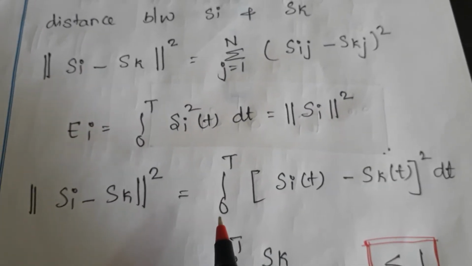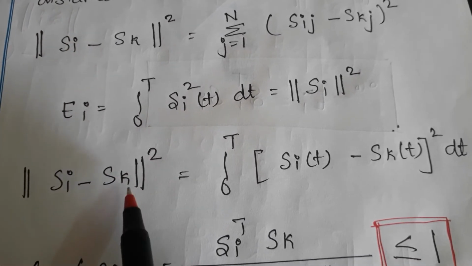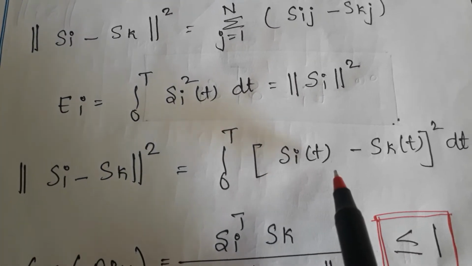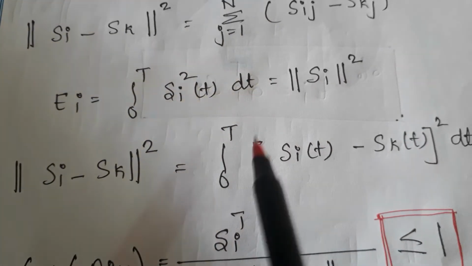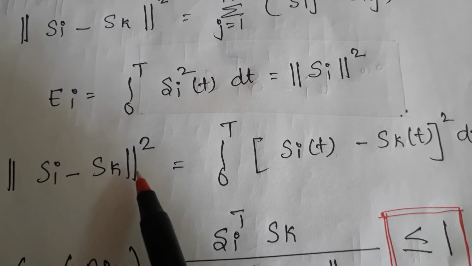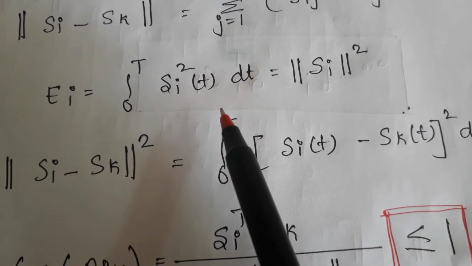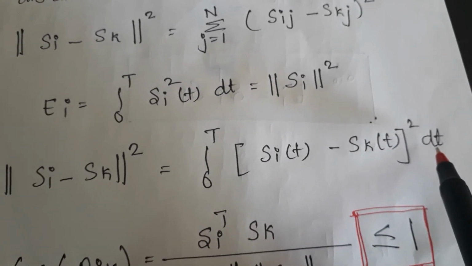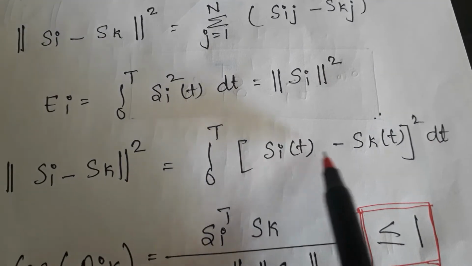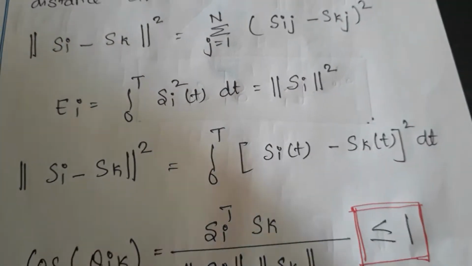This is written as integral 0 to T. I am following the above equation. So what is Si? Si is nothing but Si minus Sk. So Si(t) minus Sk(t), the whole square, followed by dt. When I say Si minus Sk square, it indicates energy. So energy means integral from 0 to T of the signal square followed by dt. This is the notation there: Si minus Sk whole square dt. You have to just remember it.